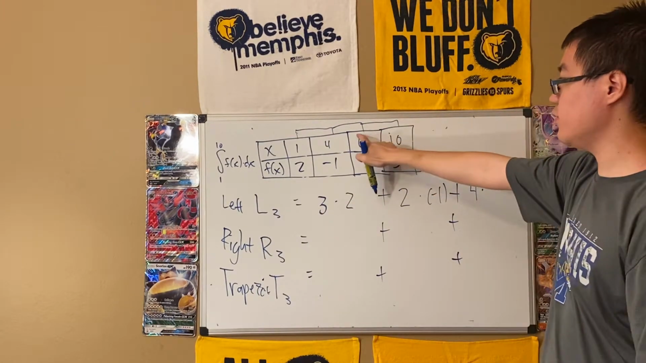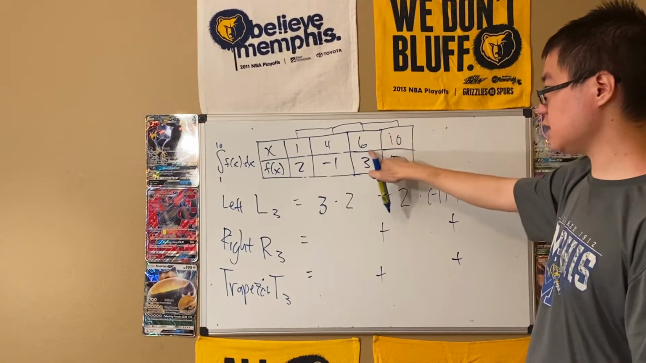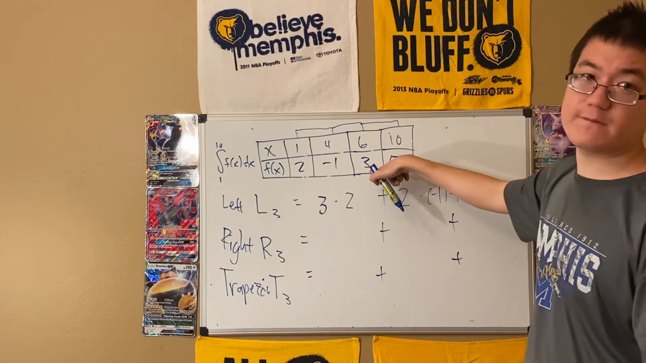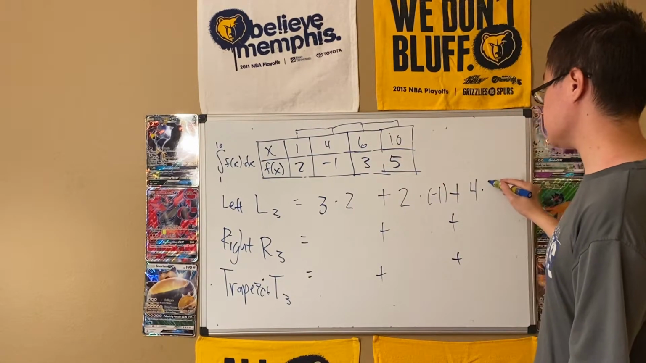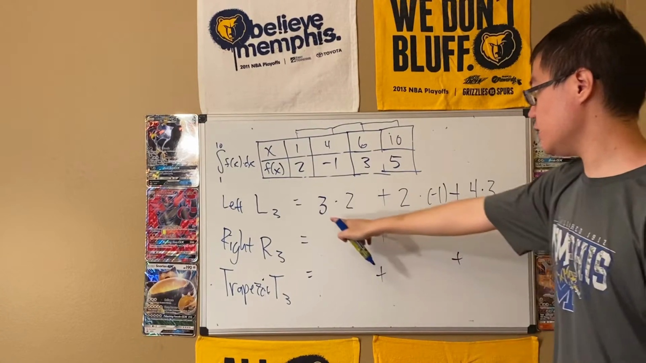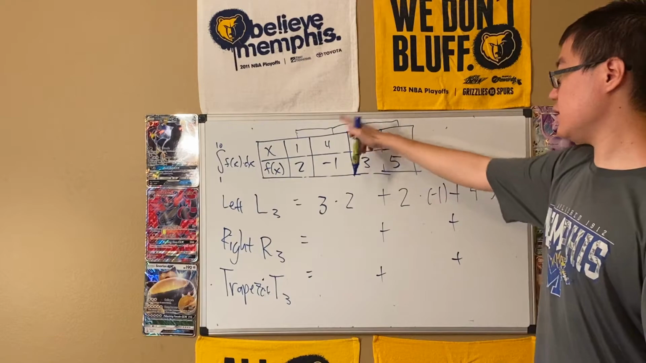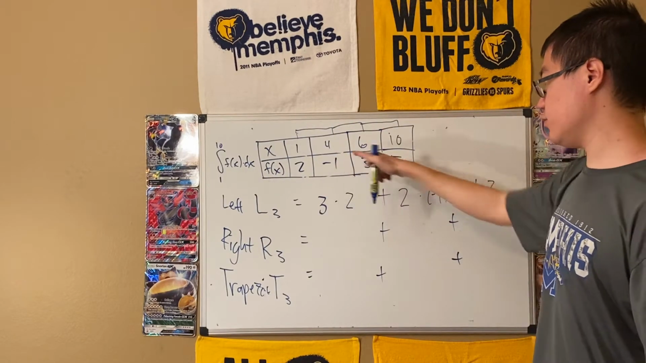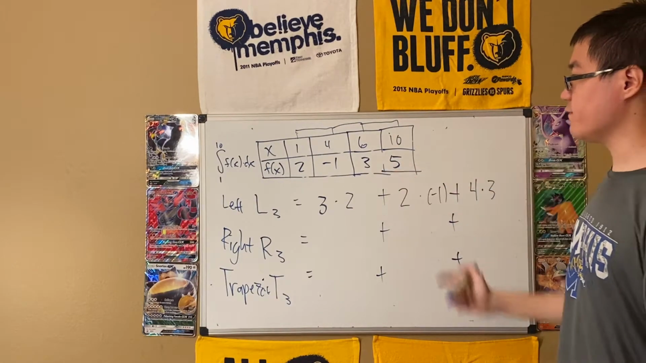So the left endpoint in this case is 6 of this pair. This is left, this is right. So this is 6. We're going to take the y value of 6, which is 3. That's how tall our rectangle is. So again, it's 3, 4 minus 1, 2, choose the left endpoint. Then it's 6 minus 4, 2, choose the left endpoint. And then finally, it's 10 minus 6, which is 4, choose the left endpoint.